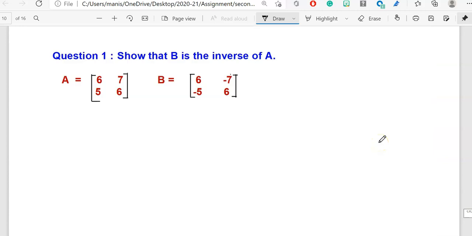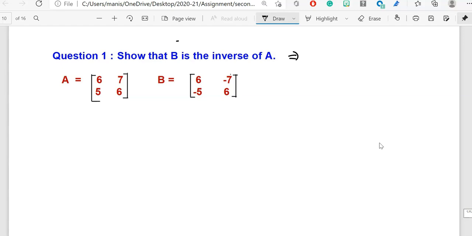Now let's look at this different type of question. Show that B is the inverse of A. So they are asking us to solve this. It means that B is the inverse of A. So I can write it like this: A is like this, then B is the inverse of A. Let me take this as A. We cannot do this, so we just want to find B, which is the inverse of A.